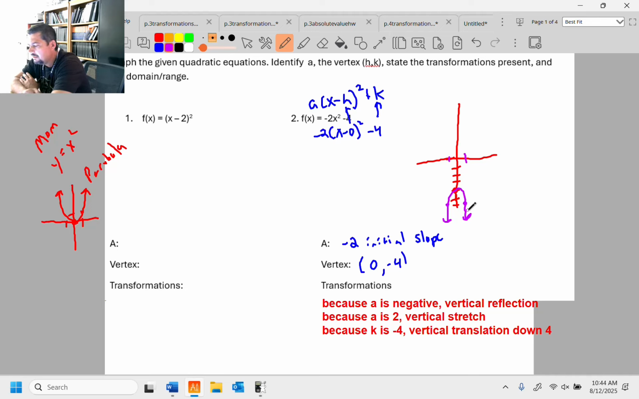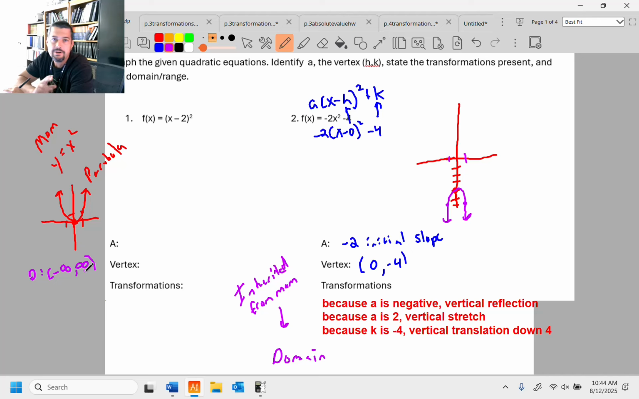And it's not on here, but you're also supposed to talk about the domain. Do remember that domain is inherited from mom. And mom's domain is negative infinity to positive infinity. Domain is always an inherited concept. So the domain is negative infinity to positive infinity.